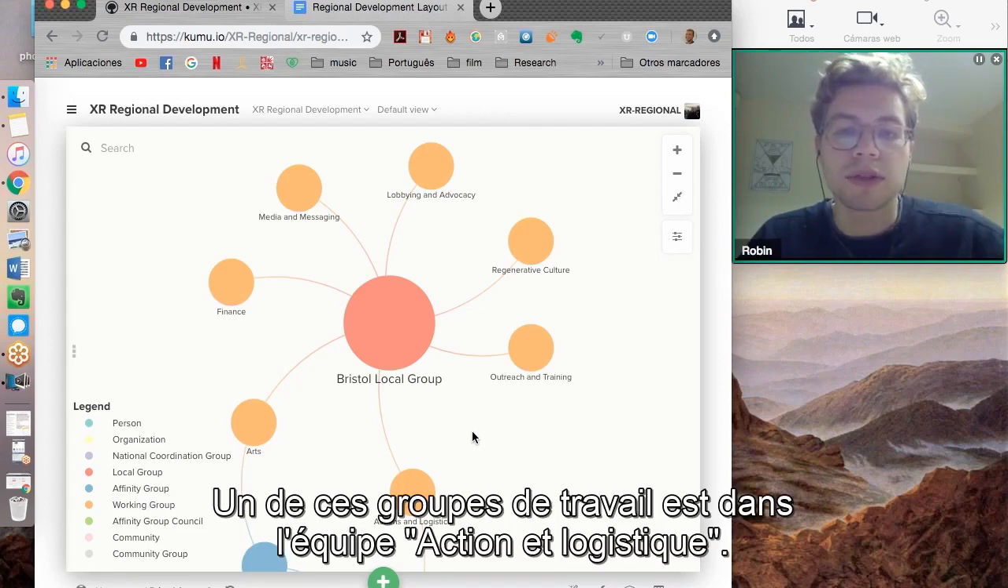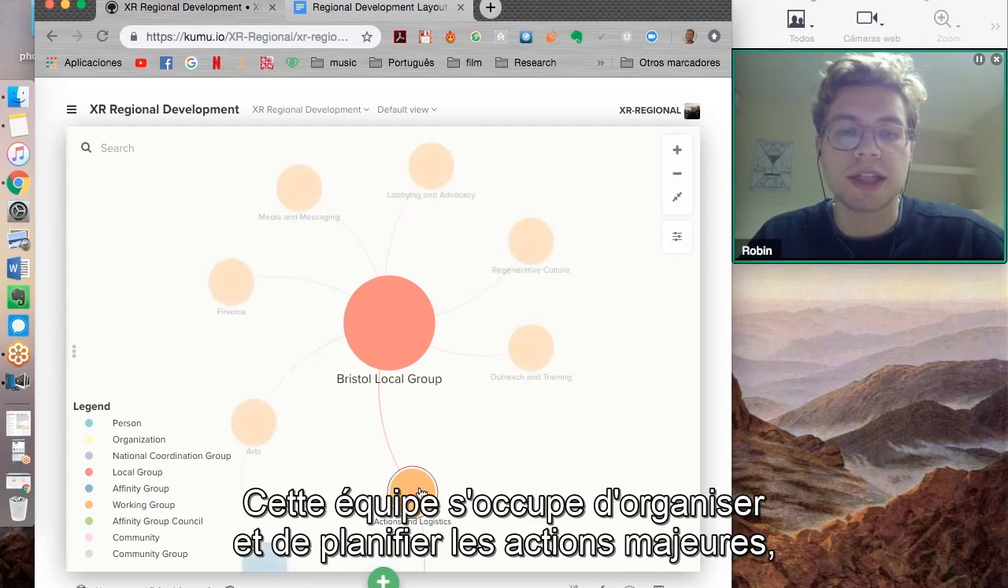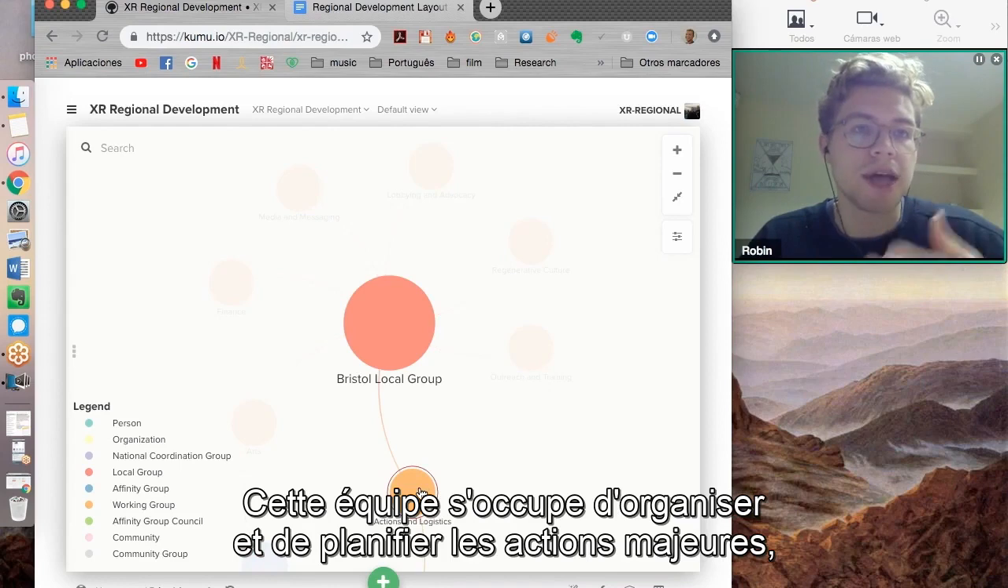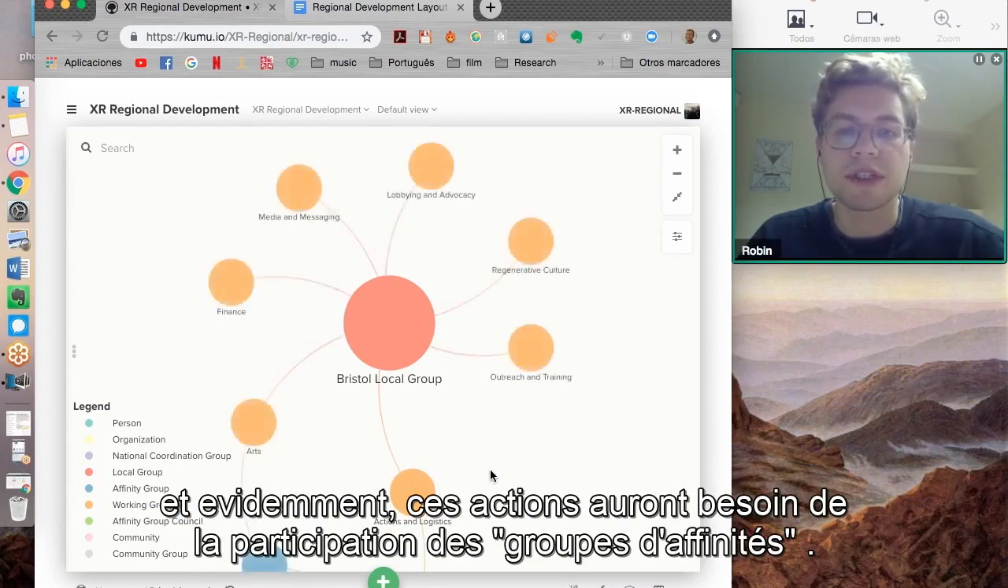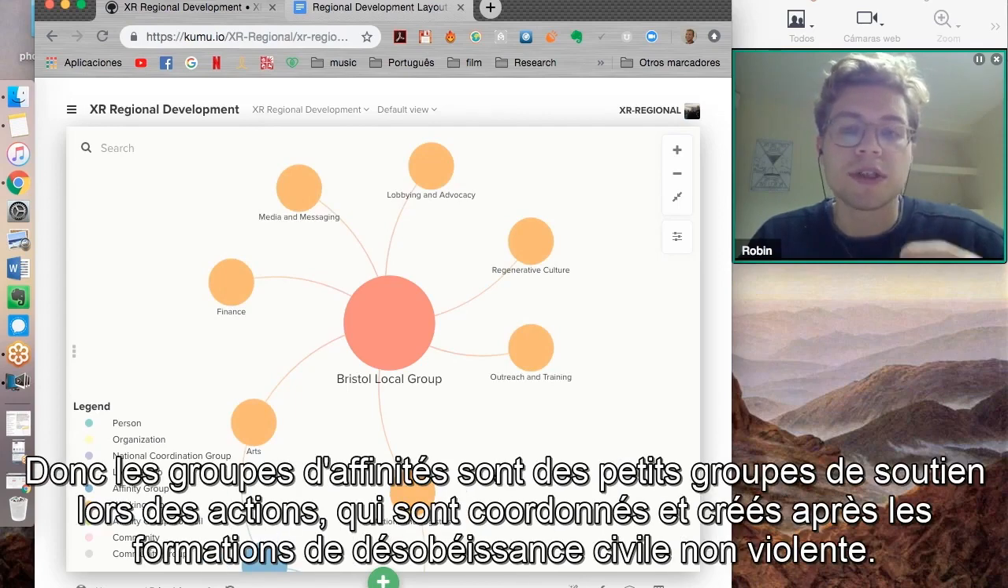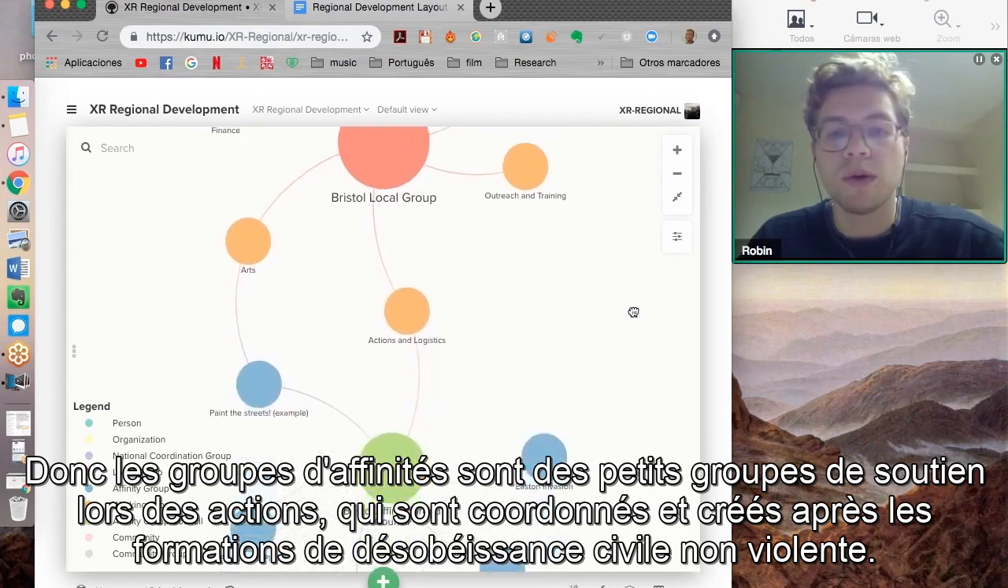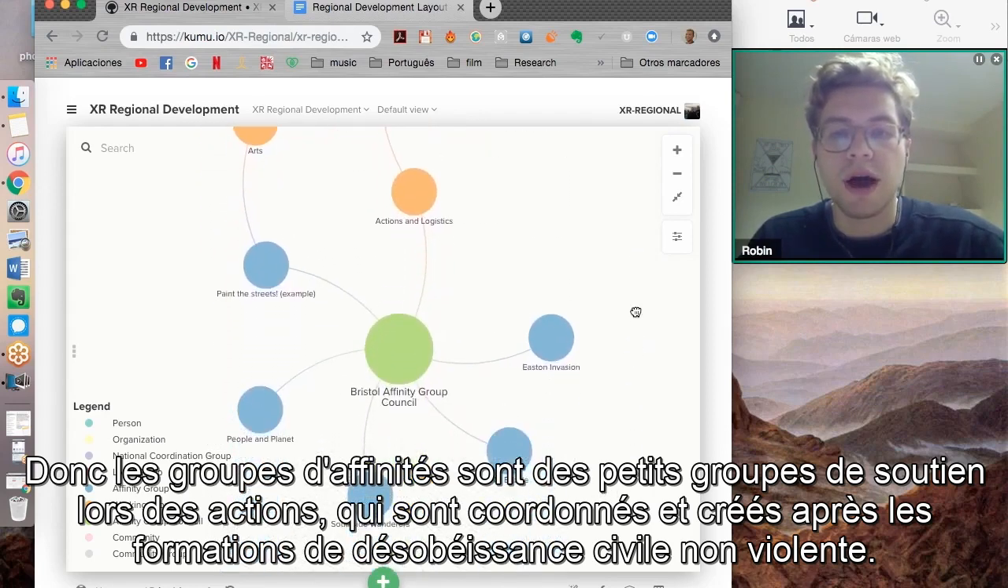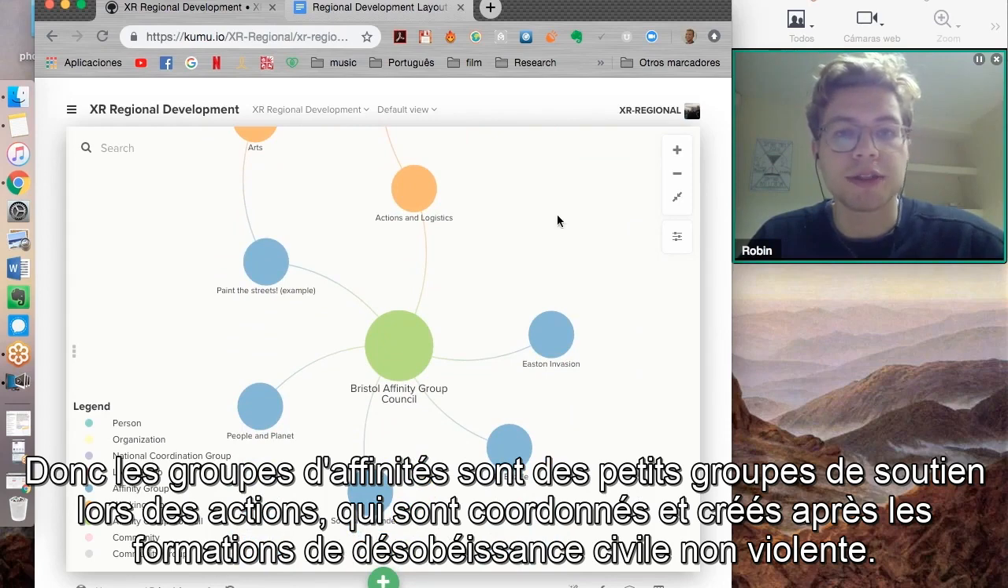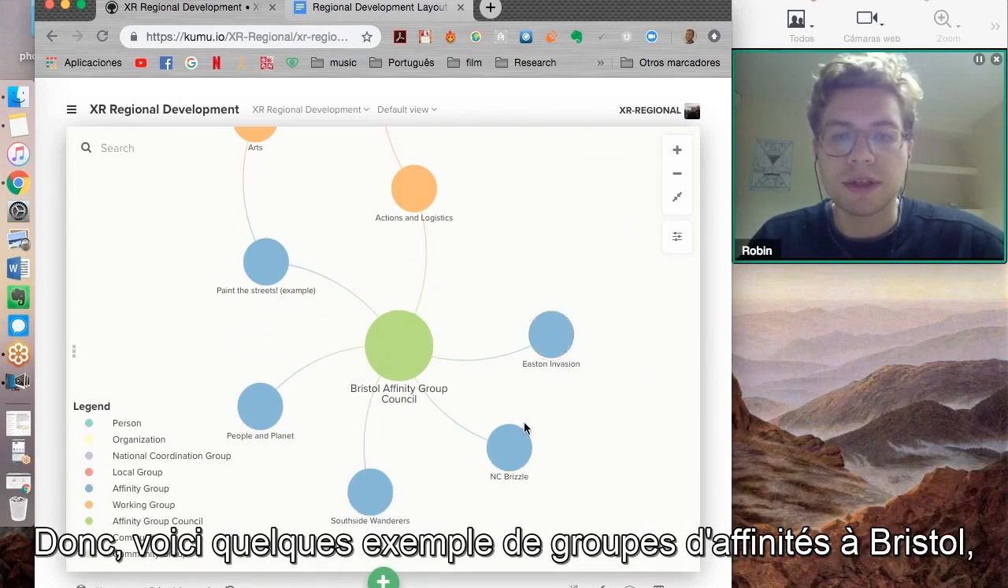And one of those working groups is the Action and Logistics team. The Action and Logistics team looks at organising major actions and designing the plans around them. And obviously, these actions are going to need affinity groups to take part in them. So affinity groups are small direct action support groups which are coordinated and set up after non-violent direct action trainings. Here are some different examples of affinity groups in Bristol.